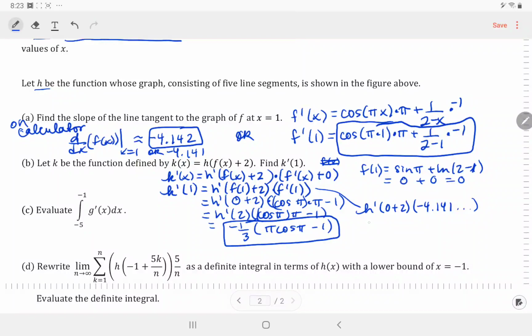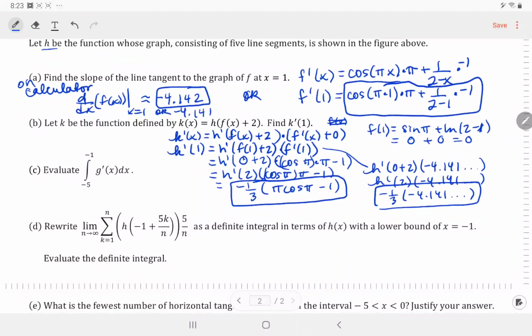Or if I did it this way, that would be h prime of 2 times negative 4.141 dot dot dot, which is still on my calculator. And then that would be negative 1/3 times negative 4.141 dot dot dot. And then I feel like they would take this answer. But I might type it in more. Okay, so this one, let's see this one.